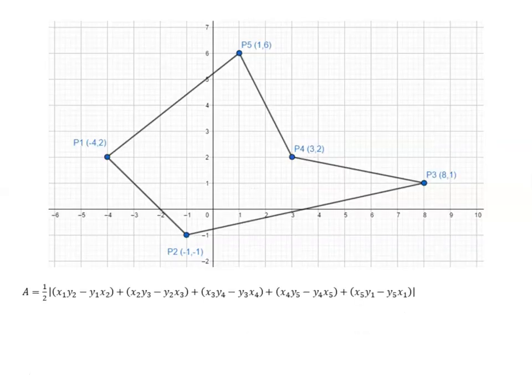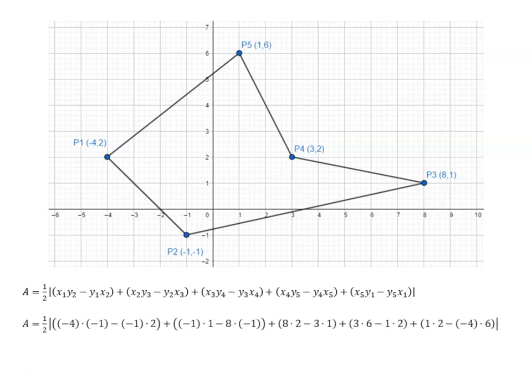Another formula gives us the area of a polygon simply by plugging in the coordinates of each vertex. Multiply the first x value times the second y value, and subtract the product of the second x value times the first y value. Continue this pattern for each pair of vertices around the polygon, and then it's just a matter of doing the arithmetic to find out that the area in this case is 34 square units.